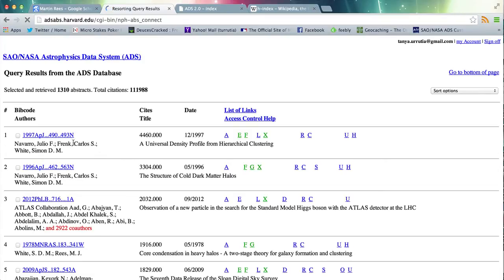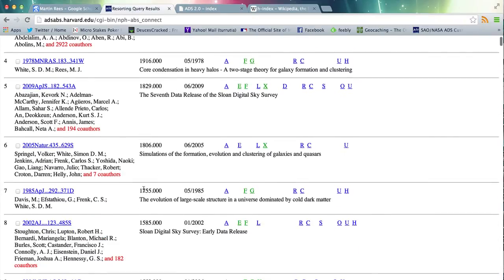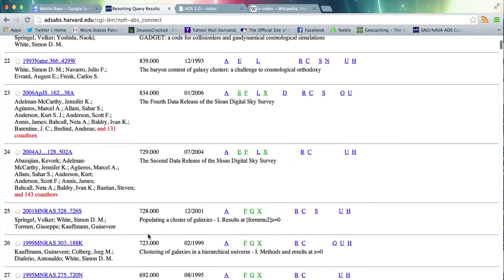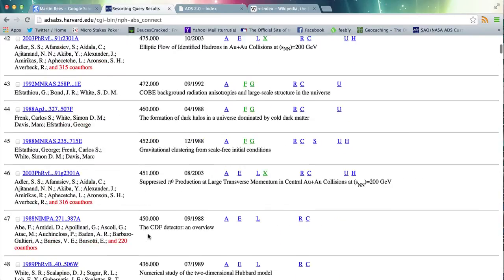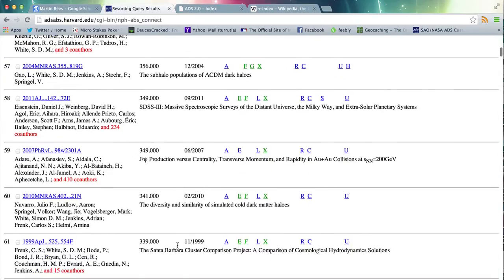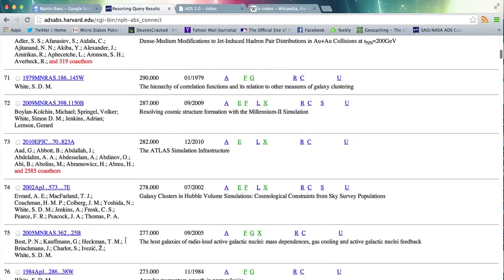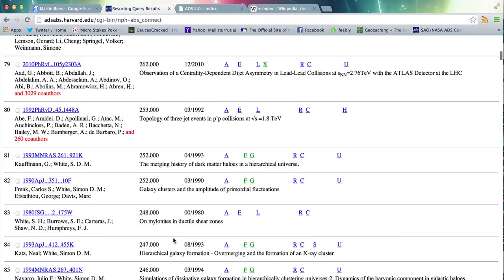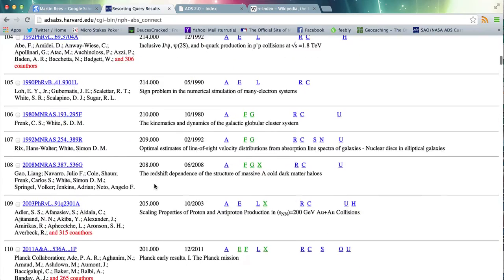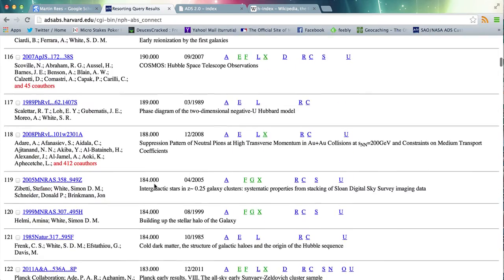Here you see the browser working, but we can actually start to move down. Here's the famous Navarro-Frenk-White dark matter profile, and so we go down, down, down. Number 19 has 896 citations. We go to 50, that has still 429 citations. 75 has 277 citations. Number 100 has 221 citations, so we're still far off. So he's a very prolific writer.